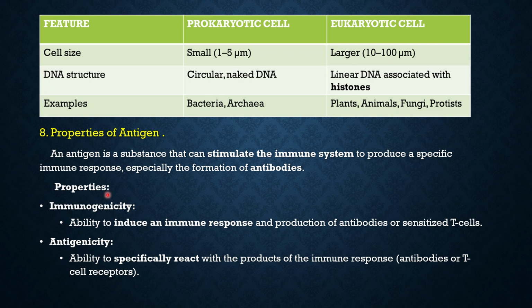Coming to the properties, first is immunogenicity. When the antigen enters, your body has to show the immune response and produce antibodies. Secondly, antigenicity. The antigens should specifically react with the products of the immune response. For example, if antibodies or T cell receptors are produced, these products should be specifically able to react.